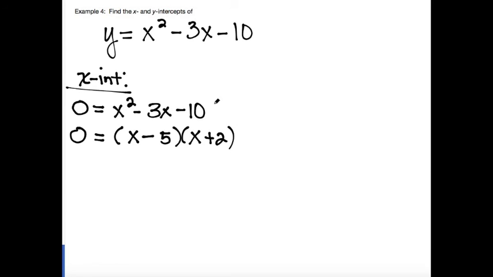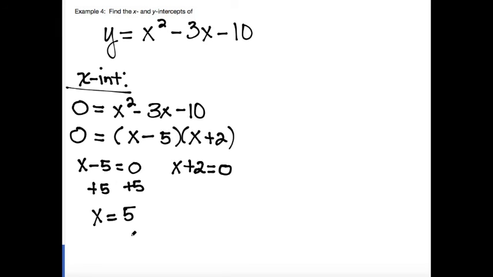Okay, again, factors of negative 10 that add up to negative 3. Once I have it factored and I have it equal to 0, remember I can take each factor and set it equal to 0. So I have x minus 5 equals 0 and x plus 2 equals 0. I'm going to solve each of those. So I'm going to add 5 to both sides in this first equation. That's going to give me x equals 5.